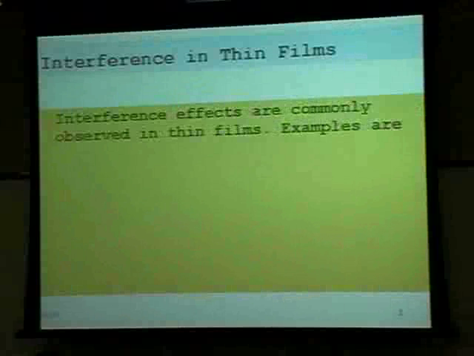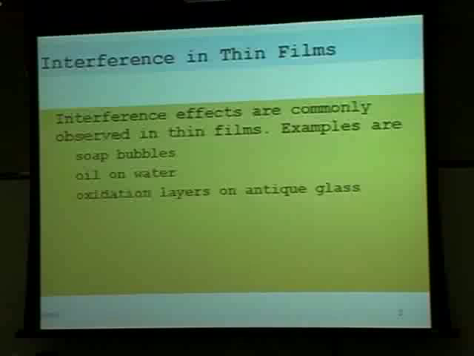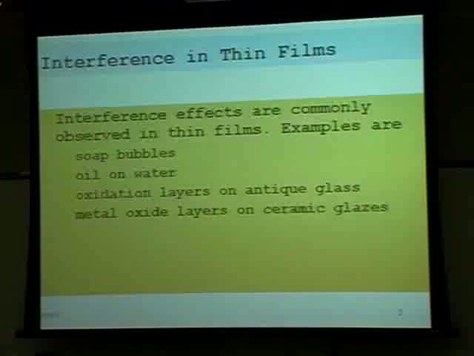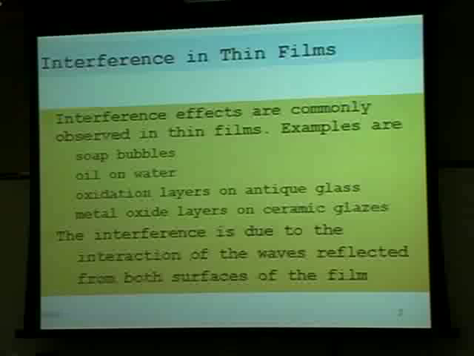Interference effects are commonly observed in thin films. Examples are soap bubbles, oil and water, oxidation layers on antique glass, metal oxide layers on ceramic glazes. And the interference is due to the interaction of the waves reflected from both surfaces of the film. So you're going to have one reflection off the first surface of the film, another reflection off the opposite surface of the film, and interference between those two sources of light.